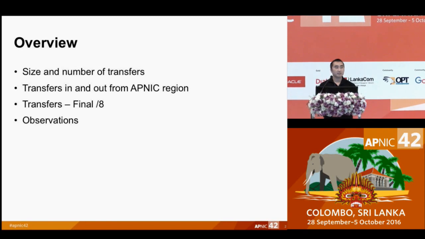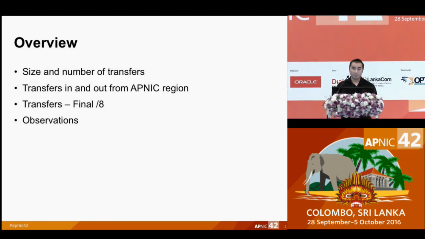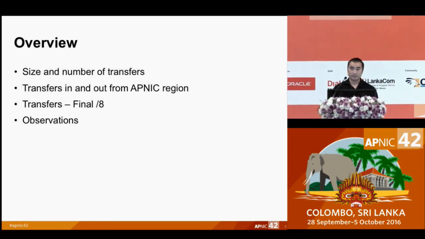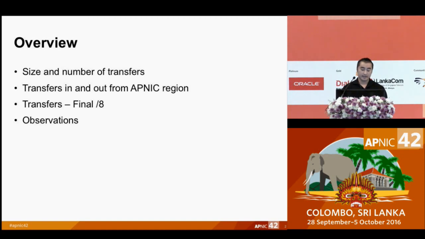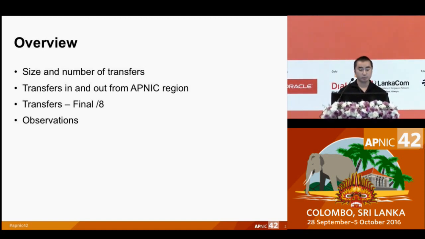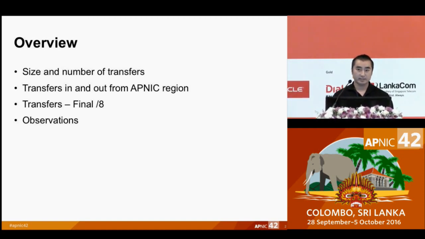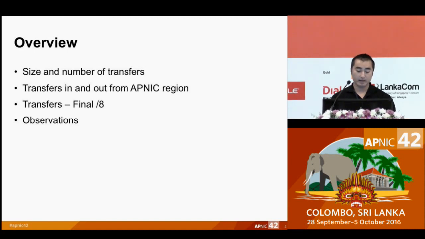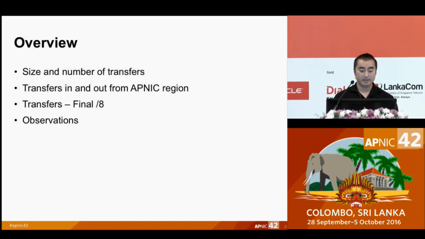So the first half of the slides will be mostly stats to show you the transfer trends, and it's mostly how many transfers we've been doing and how much of it has been moving. The second half will be about transfers related to the final /8, or more commonly known as the 103/8 pool, and then I'll give some general observations.